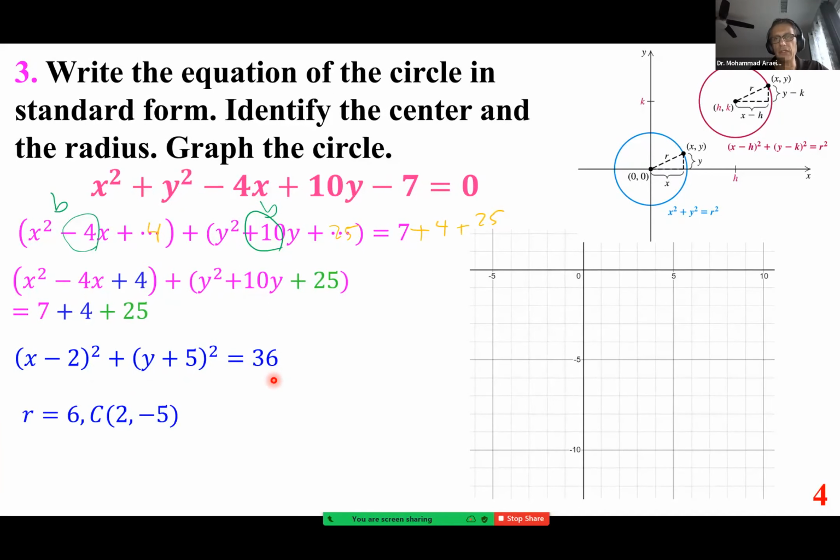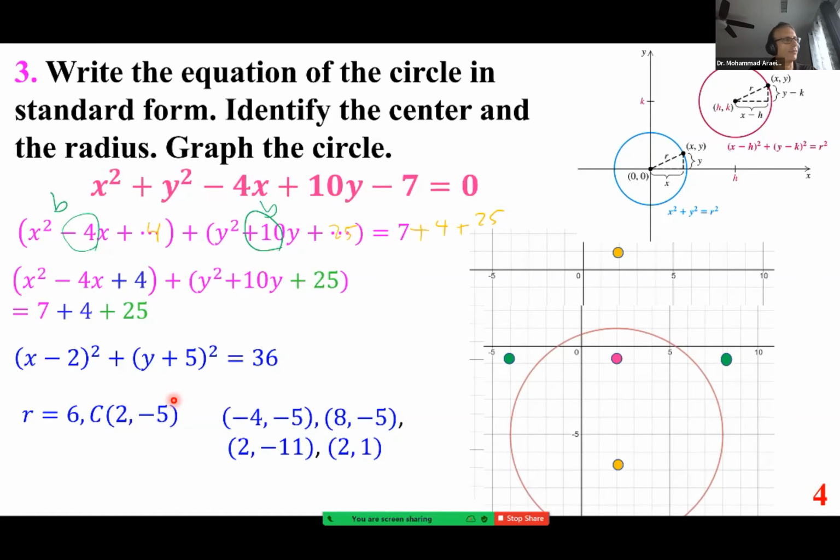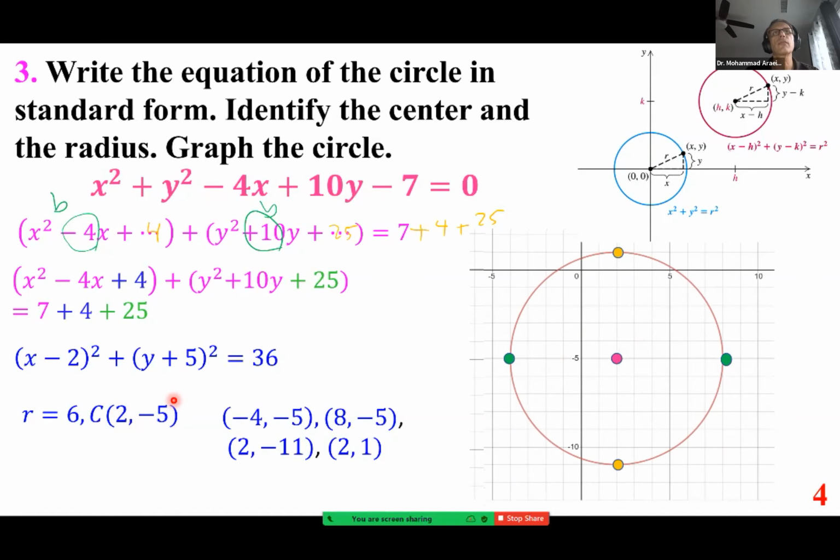Now we can come up with the center, and from 2, you go to the right and left by r units. You go up and down by r units. So to the left and right, you add 6 to and subtract it from 2. Up and down, you add 6 to and subtract it from -5. And now you put them all together and you have the graph. This is one fairly easy way of graphing.